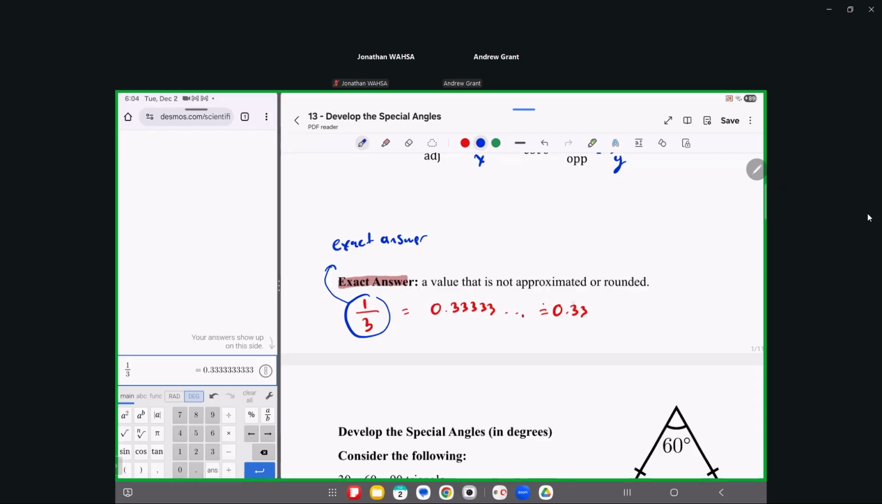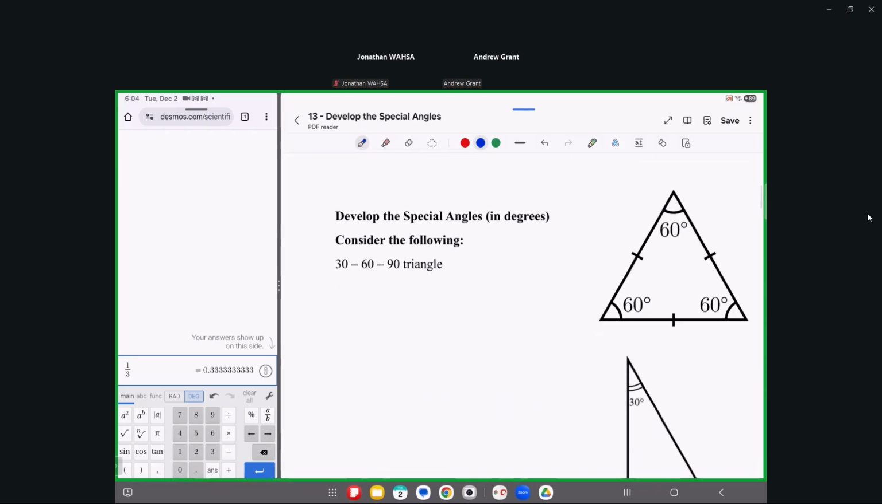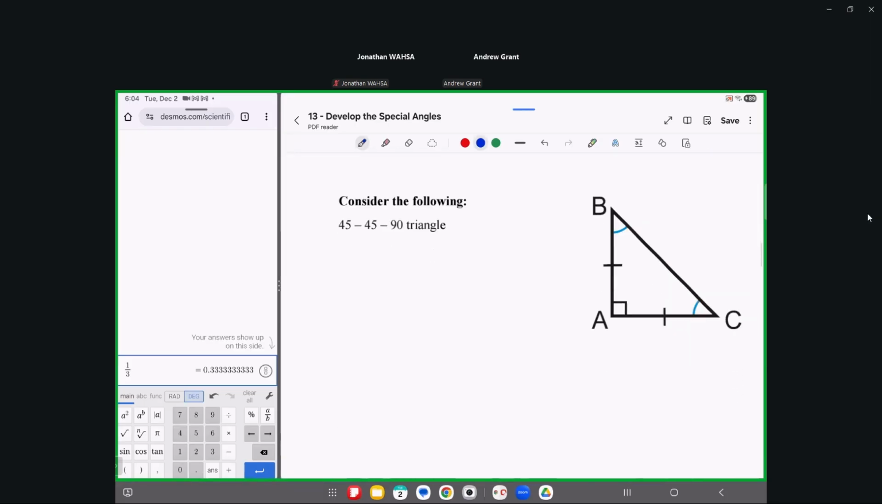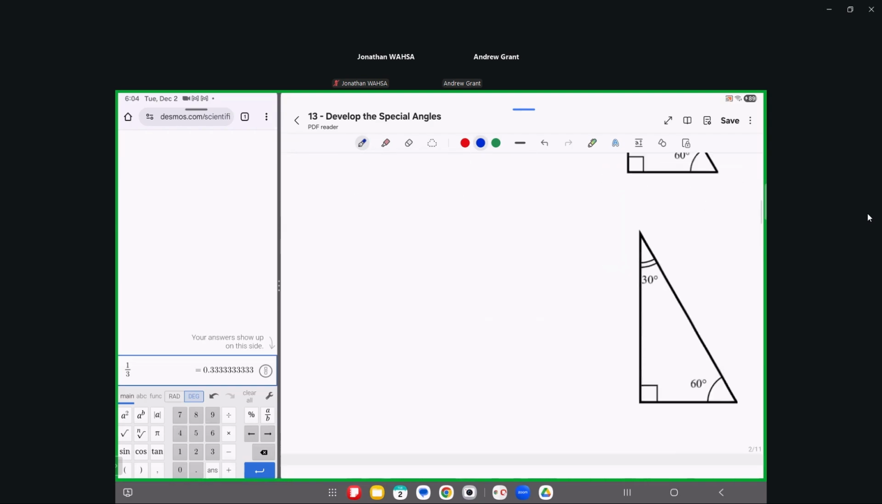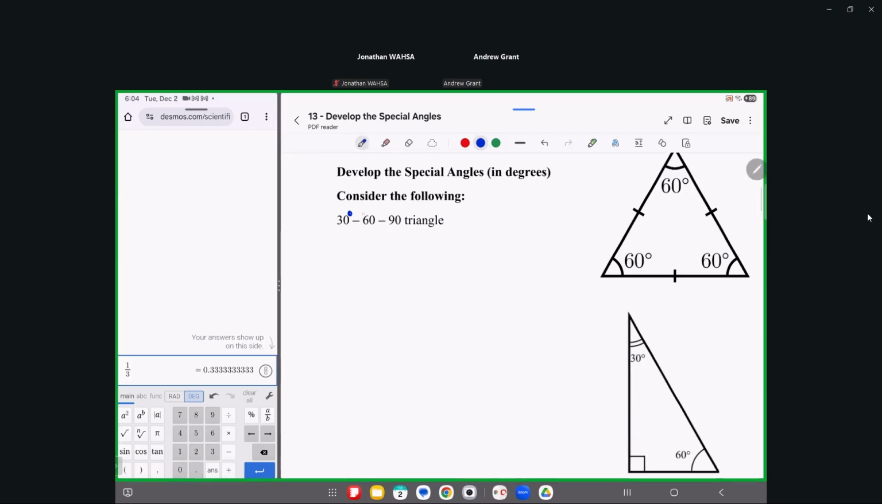The rounded answer is what you decide to terminate at. So in this case, we rounded to 2 decimal places. So this would be our rounded answer. For our purposes, we are interested in exact answers for today. And so we're going to develop the special angles. And for this, there are two kinds of special angles for us to be worried about. There is the 45, 45, 90 triangle, which is coming up later. And for now, we have the 30, 60, 90 triangle.